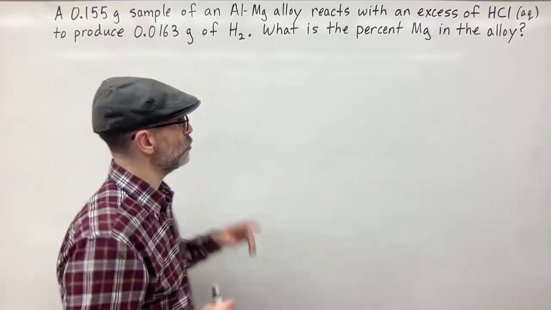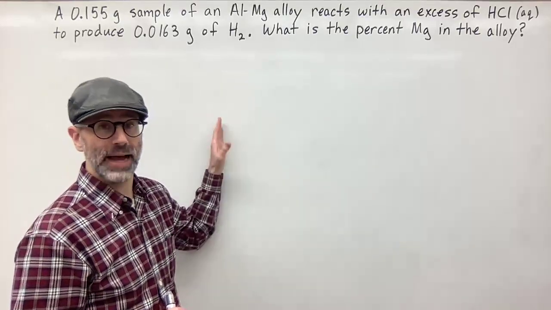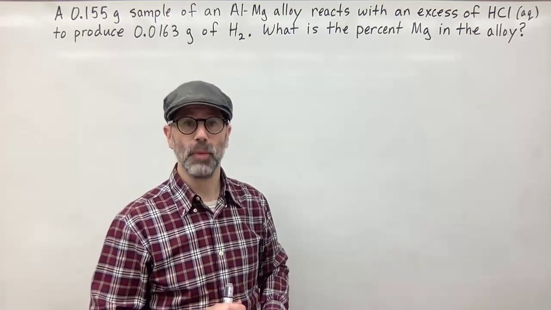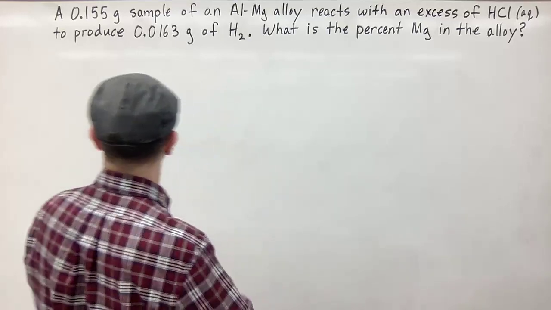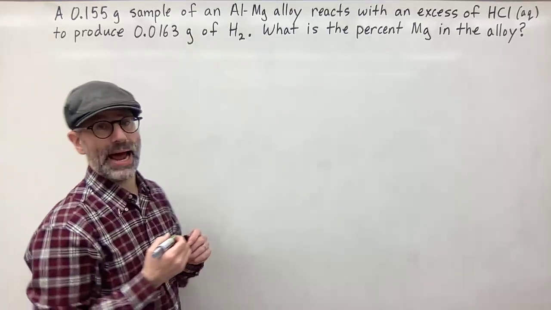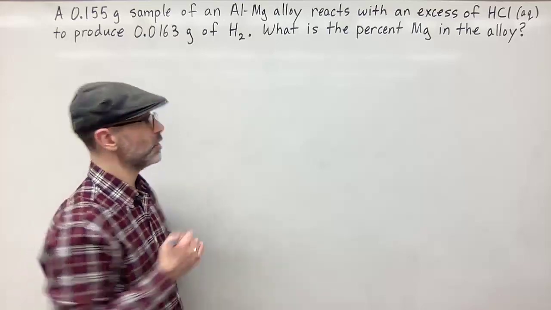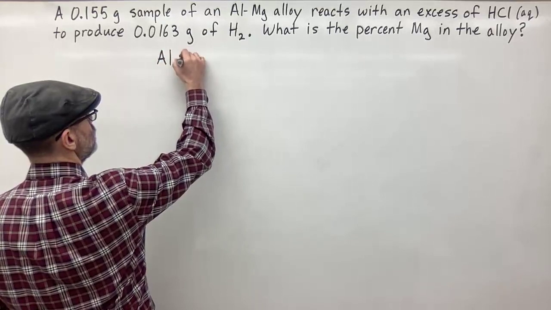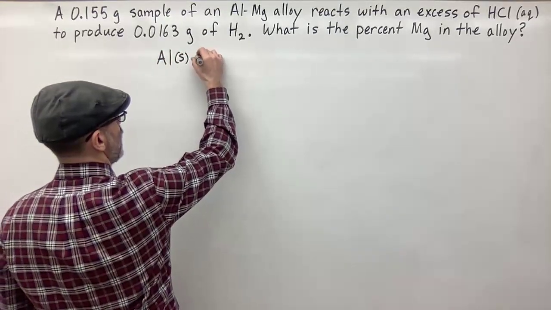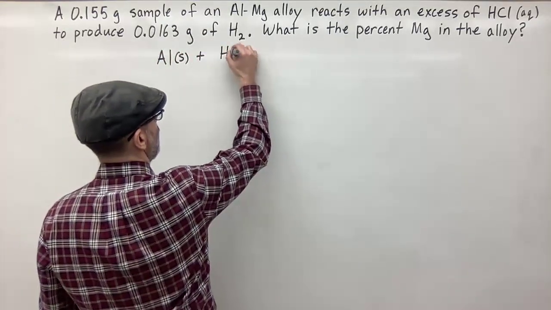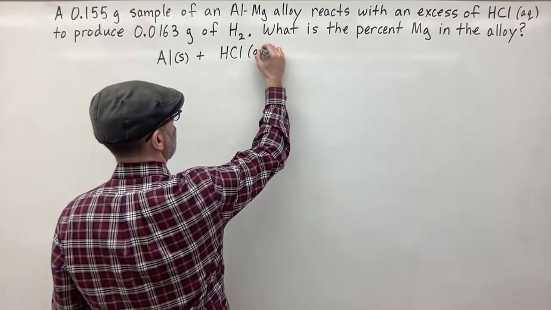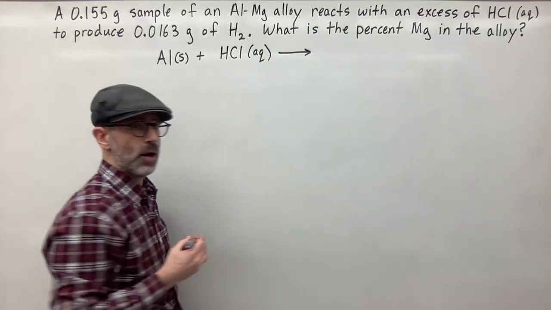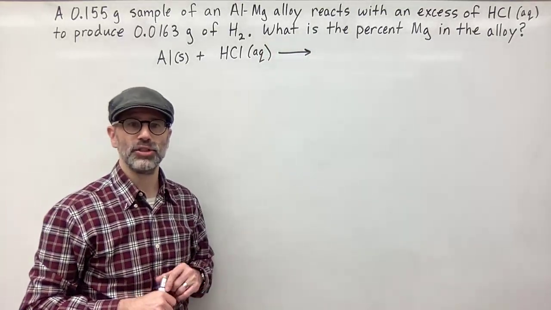Okay, so both of those metals are going to react to form hydrogen gas. So I'm going to need the balanced equations for both of those. Okay, so I know aluminum is going to react with HCl. So I'm going to write down aluminum solid is going to react with HCl aqueous, and that's going to produce a couple of products. So you have to write out the balanced equation yourself.